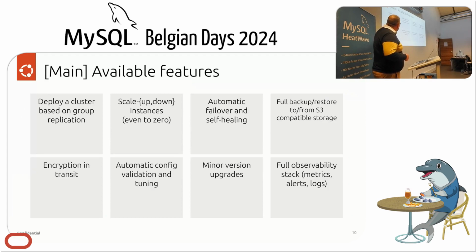So you can deploy a cluster based on group replication. You can scale up and down the number of instances, even to 0, meaning that you can basically remove all the instances, keep the storage, and then for testing purposes, scale up again to resume your testing. Automatic failover and self-healing. Automatic failover is actually provided by group replication, but in some error situations, we try to self-heal the cluster by spawning a failing node and so on. Full backup restore from S3 compatible storage.